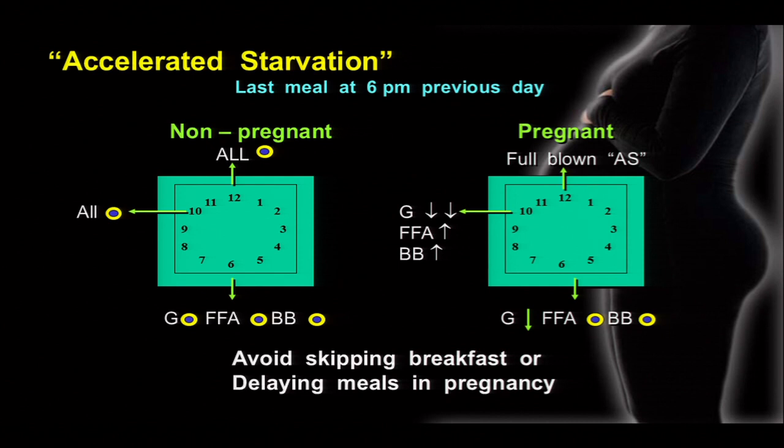On the other hand, if you look at the pregnant woman, after an overnight fast, her glucose level is lower. Fasting glucose is lower, whereas free fatty acid and beta-hydroxybutyrate levels are normal. By 10 o'clock, glucose levels fall further, but free fatty acid and beta-hydroxybutyrate levels go up, and by 12 o'clock, that is about 18 hours after an overnight fast, there are changes of starvation which occur normally in a non-pregnant state after about 3 days. So that is why it is called accelerated starvation. That is the reason why we say that a pregnant woman should avoid skipping breakfast or even delaying meals.